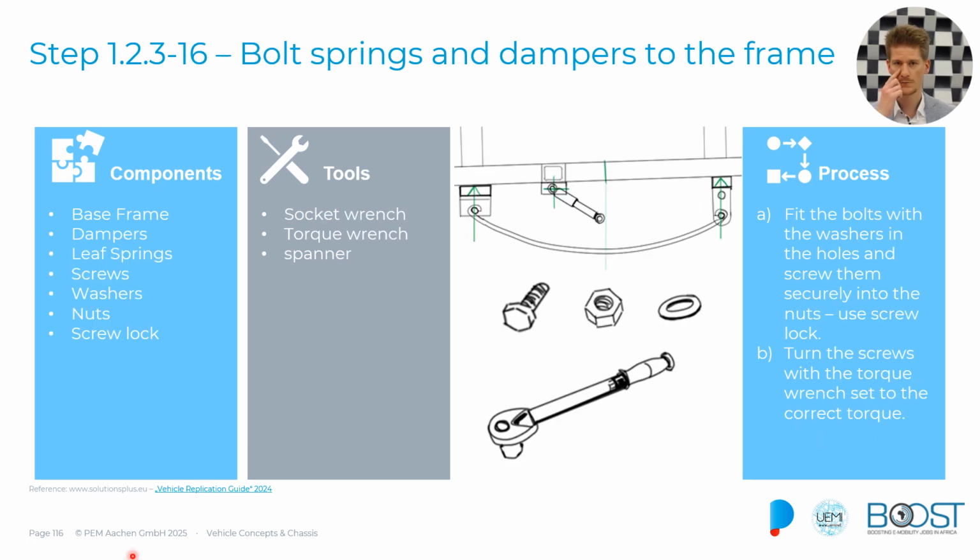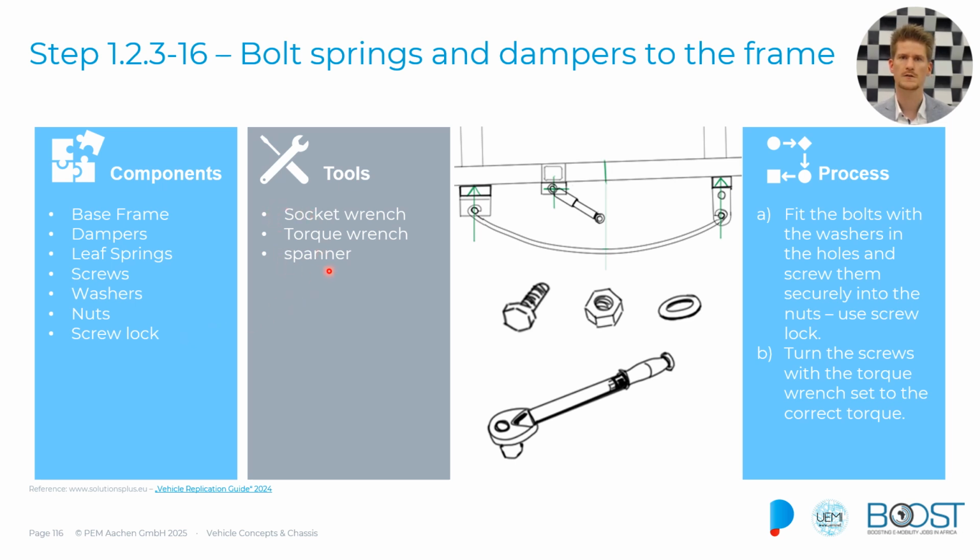The next point will then be to bolt the springs and dampers onto the frame. There are quite a lot of components we need at this point. Obviously we need the base frame, our dampers, our leaf springs, our screws, washers, nuts, and screw locks. We do this on the left hand side and on the right hand side of the vehicle simultaneously.